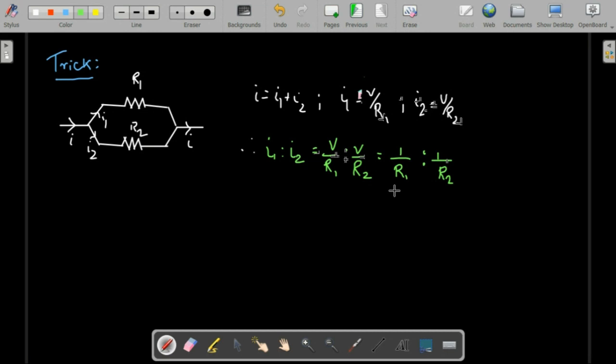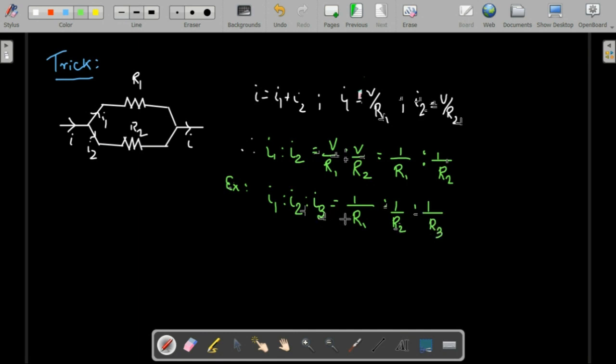So if you know the resistances, you know the ratio between them, and we can find out the ratio between the currents. And if you're able to find the ratio between the currents, we can actually find the current flowing across this and across this using this simple trick. So this ratio plays a very important role. If we have three components, maybe R3 also, I can write I1 is to I2 is to I3 is equal to 1 by R1 is to 1 by R2 is to 1 by R3 and so on.